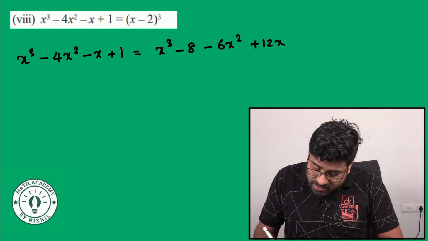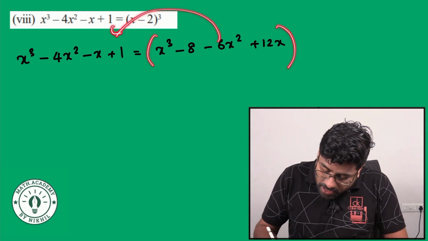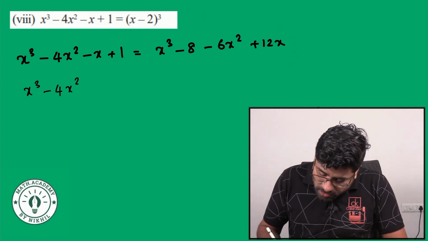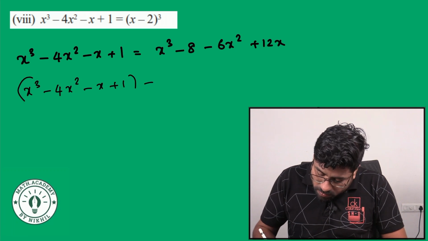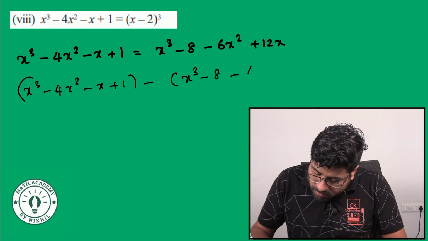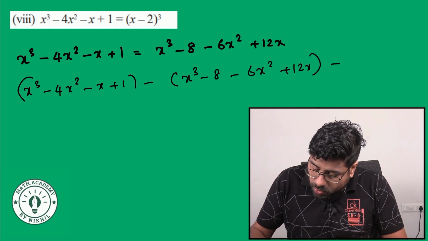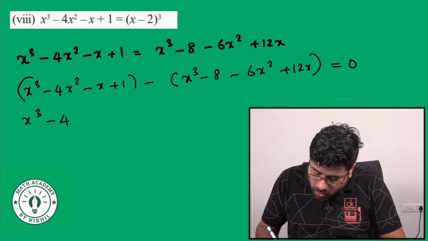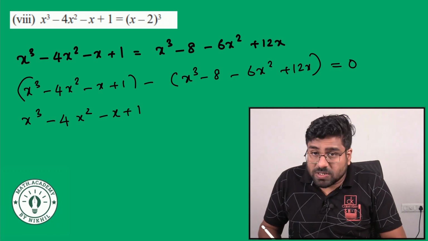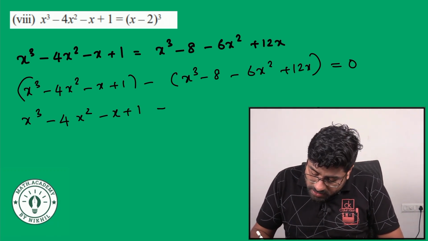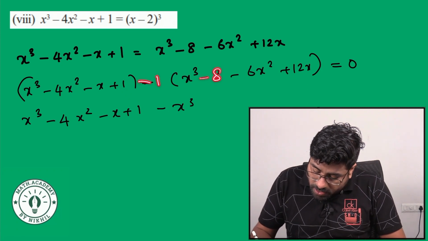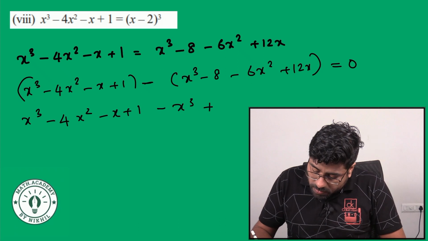Now let's move on to the next step, and the next step involves taking everything on my LHS to my RHS. Now let's do that, dear students, so that it will look something like this: x cube minus 4x square minus x plus 1 minus of x cube minus 8 minus 6x square plus 12x is equal to 0. Now let's open the bracket. This is going to be x cube minus 4x square minus x plus 1 minus of 1 into x cube, which is going to be minus x cube. Again you can see minus 1 into minus 8 is going to be minus into minus is plus, so it is going to be plus 8.